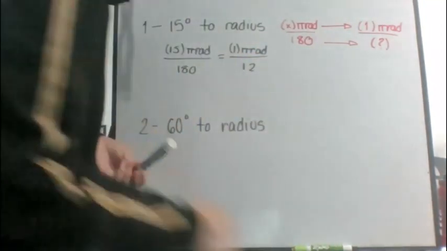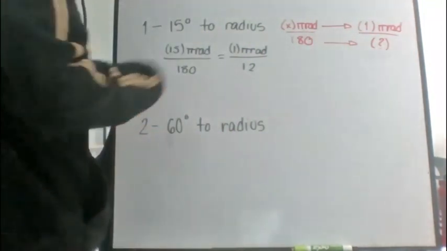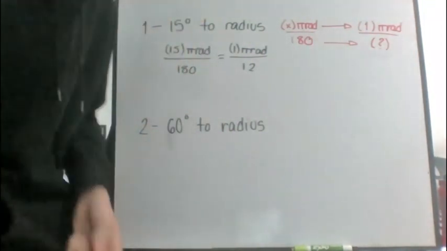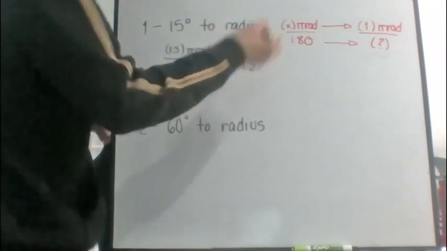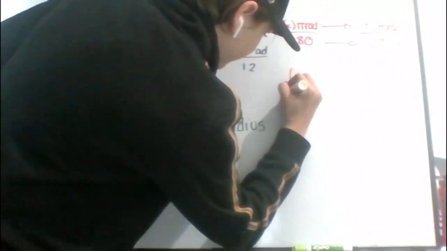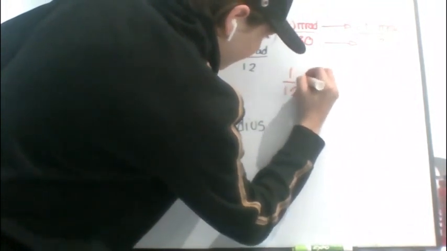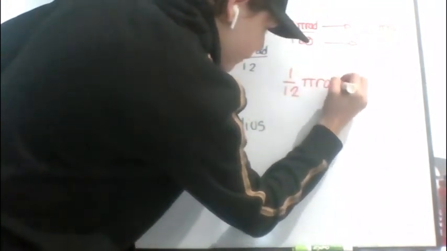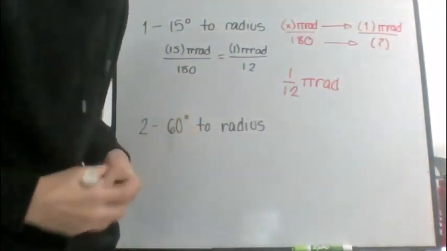But this is not finished yet. In this case, we have to put the answer with the unit. It will be 1 over 12 times pi rad. And now this will be the correct final answer.